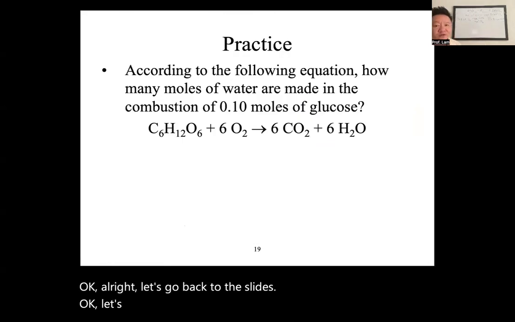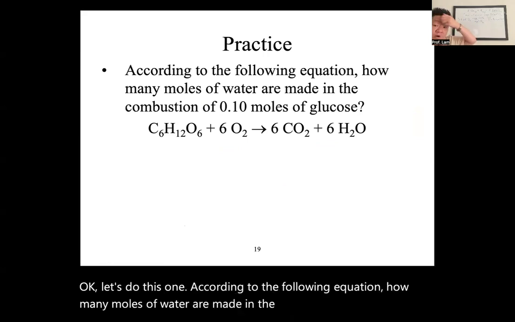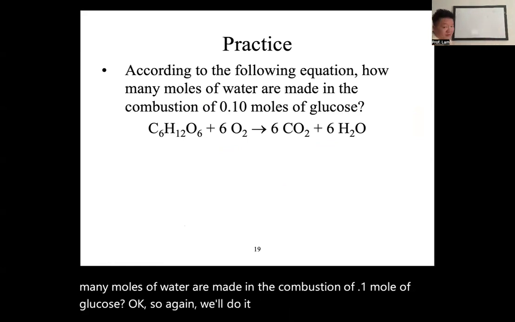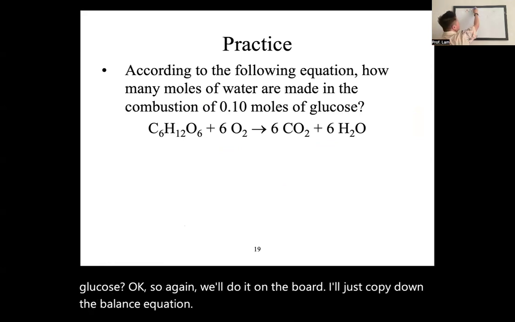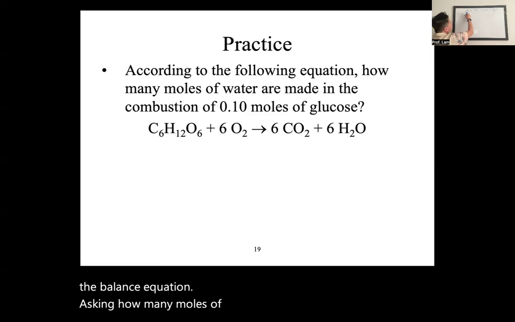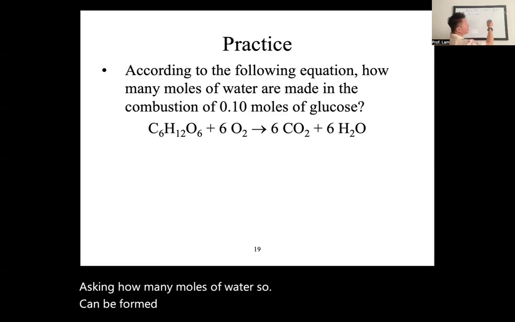Okay, let's do this one. According to the following equation, how many moles of water are made in the combustion of 0.1 mole of glucose? Okay, so we'll do it on the board. I'll just copy down the balanced equation. We're asking how many moles of water can be formed from combustion of 0.10 mole of glucose.